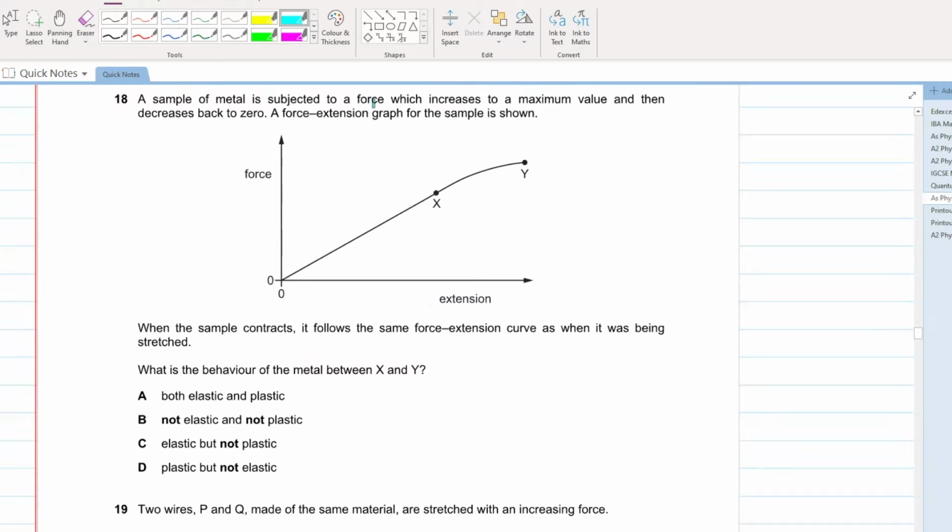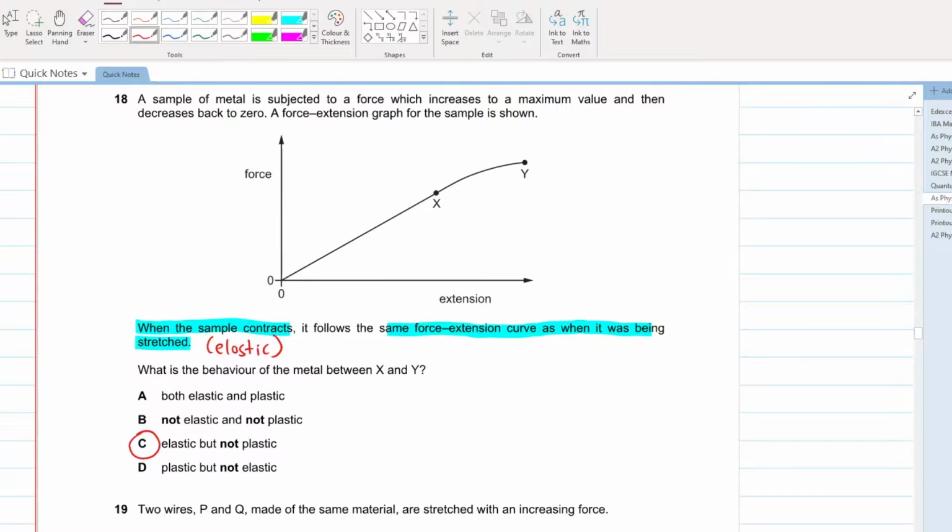A sample of metal is subjected to a force which increases to a maximum value and then decreases back to zero. A force extension graph for the sample is shown. When the sample contracts, it follows the same force extension graph. So when the sample is contracting, it follows the same force extension curve as it being stretched. What does this mean? This means that your deformation is elastic. If your graph follows the same curve during loading and during unloading, that means your graph is following elastic behavior only. C is your answer.